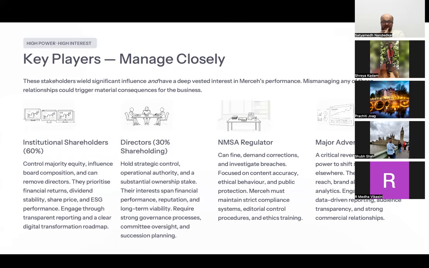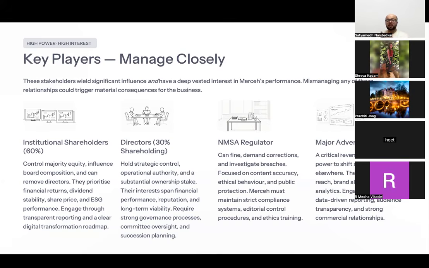Okay. The key players here are your institutional shareholders, the directors who have 30% holding, the regulatory authority, and advertisers. These stakeholders have significant influence and a deep vested interest in Mersey's performance. Mismanaging any of these relationships could trigger material consequences for the business. Institutional investors control, so they hold 60% of the company. Basically, what they say is what the company will have to follow.